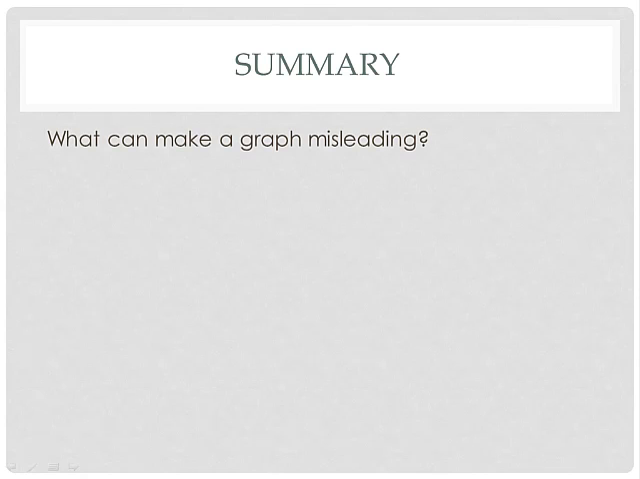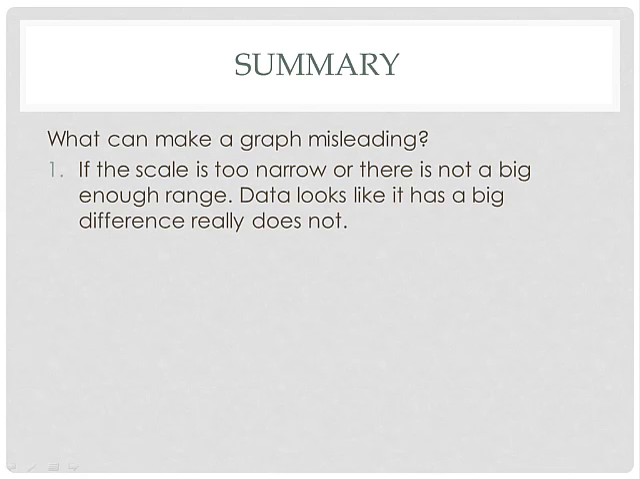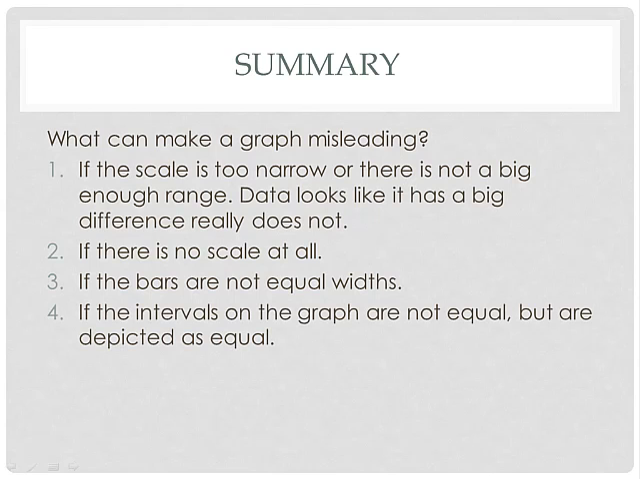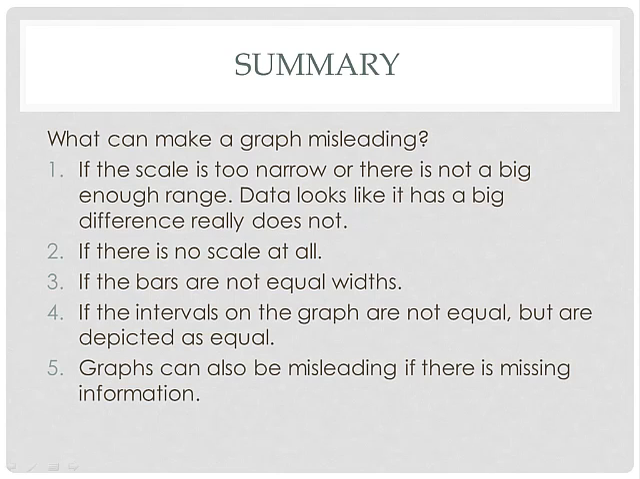So in summary, what can make a graph misleading? The scale is too narrow, not in a big enough range. The data looks like it has a big difference, but it really doesn't. We saw several of those. If there's no scale at all, and that was another problem with that previous graph that I showed you, it didn't have a vertical scale on it. The bars aren't equal widths, like in that last graph. That last graph really had it all, didn't it? If the intervals on the graph aren't equal, but are depicted as being equal, and we've seen some of those, and they can also be misleading if they're missing information. So you want to make sure that it has all the information there.